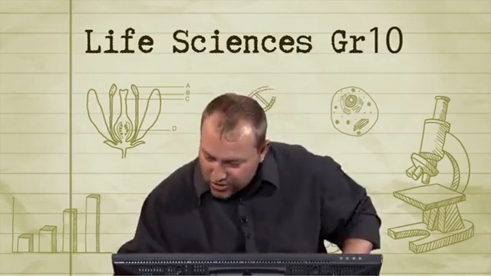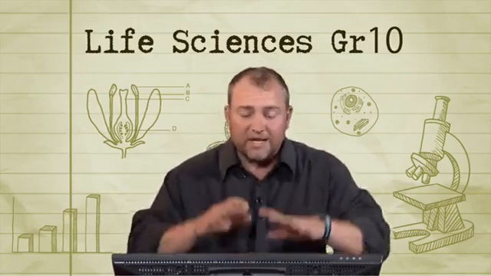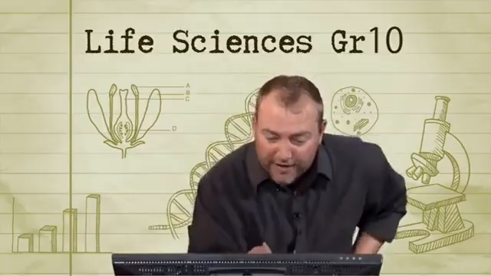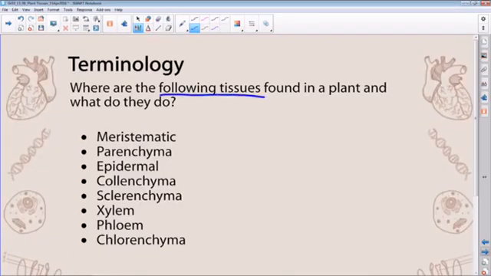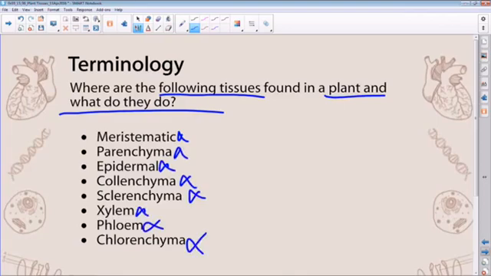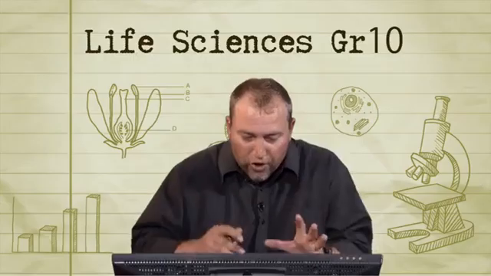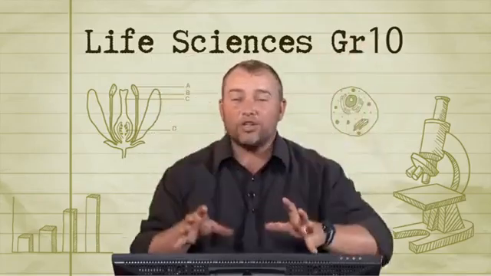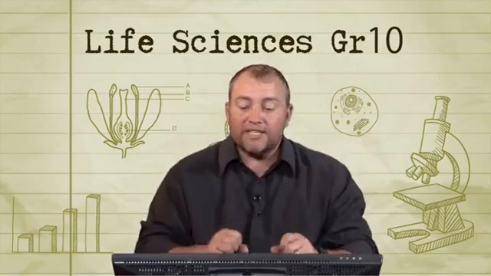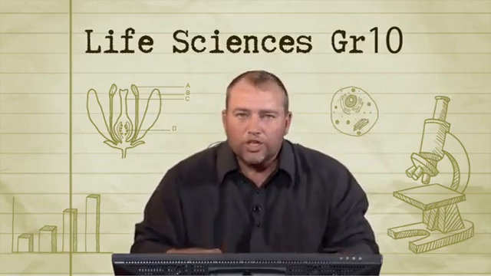Now, let's get into the crux of the matter, and I know you know a couple of these things. What I want is, where are the following tissues found in plants, and what do they do? Okay, so I've given you quite a few. You've got your meristematic tissue, you have your parenchyma, you've got your epidermal, sclerenchyma, xylem, phloem, and chlorenchyma. Okay, so those few tissues, let me count again. 1, 2, 3, 4, 5, 6, 7, 8 of them. Okay, I want you to tell me where the following tissues are found in plants and what do they do.